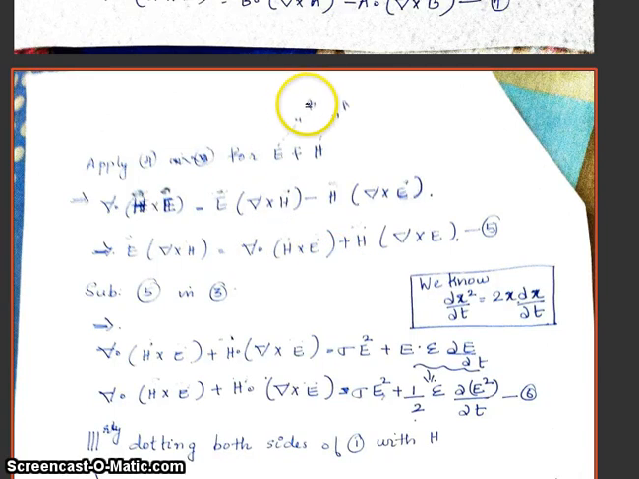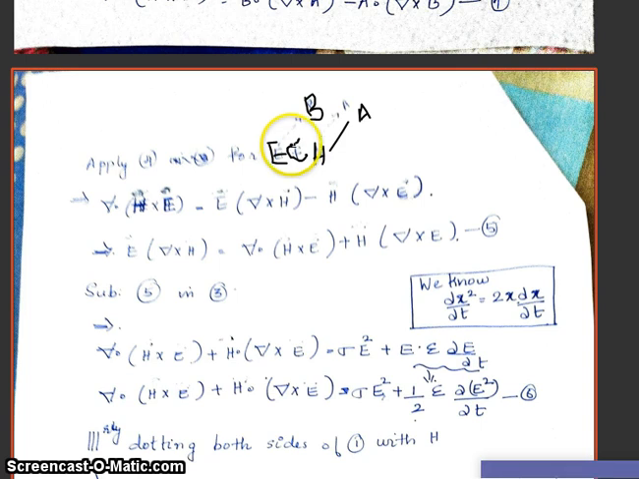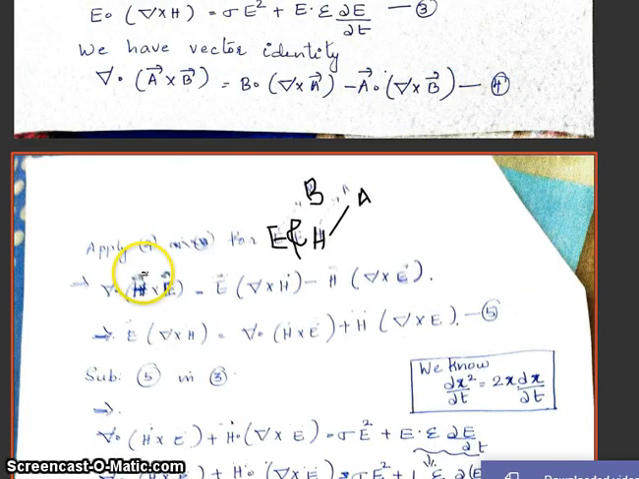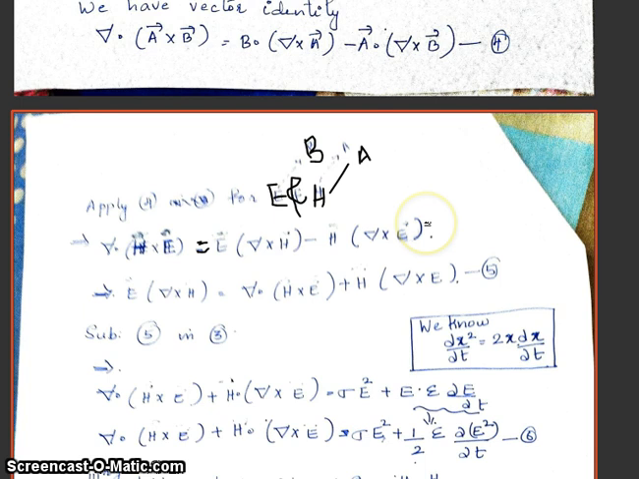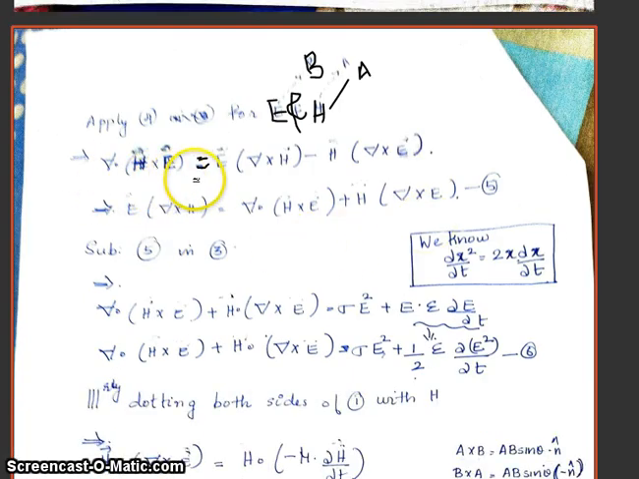So instead of B I will be placing E, and instead of A I will be placing H. I am applying equation 4 for E and H such that instead of A I substitute H, and instead of B I substitute E. So I can write del dot H cross E is equal to E dot del cross H minus H dot del cross E. That's all. I am simply substituting that identity.